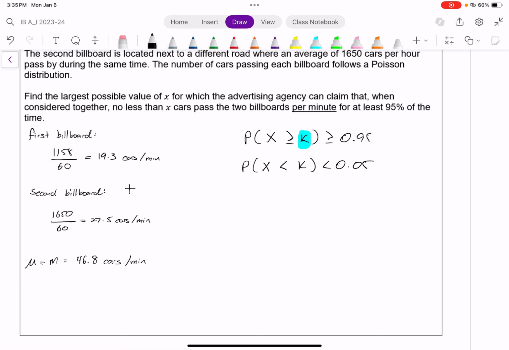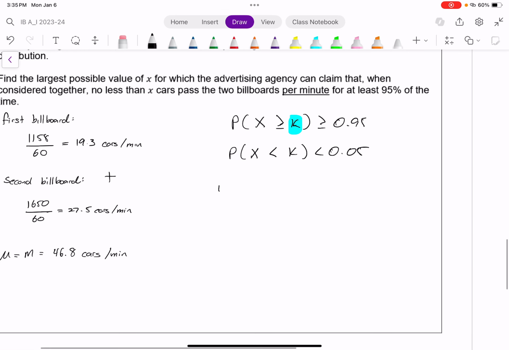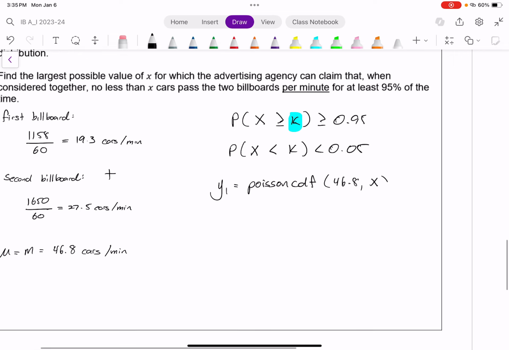So with that said, I again want to use my GDC. And again, I'm going to go to my equation editor, but I'm going to use a table. And I want to type in the Poisson cumulative distribution function with a mean of 46.8 and the X value of X. That said, we look at our table.